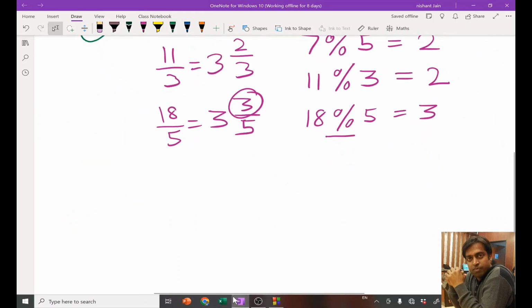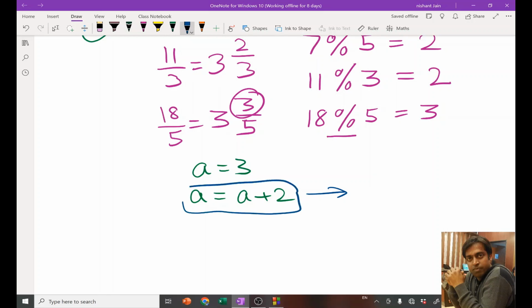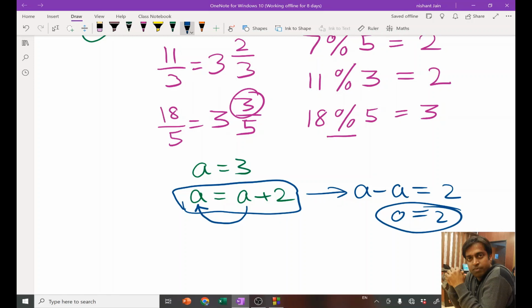In mathematics, suppose I have written a is equal to 3, and then I write a equals to a plus 2. In mathematics this expression is taken as wrong, because we can take this a over here, so a minus a equals 2, and then 0 equals 2, which is not possible. So mathematically it seems to be wrong.